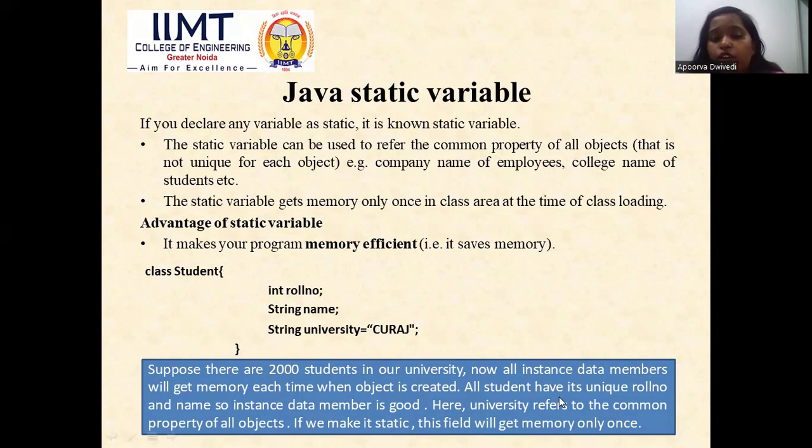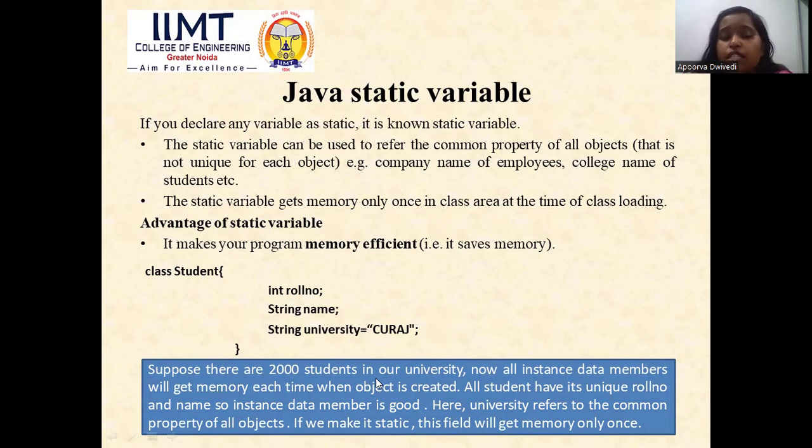It means if we are talking about the roll number and name, then all the 2000 students will have different roll numbers and names. So it's good to create separate spaces for storing them. For example, one student has roll number 1 and the name Aditya, which will be stored somewhere. Next time, for a second student, roll number 2 and the name will be at a different location.